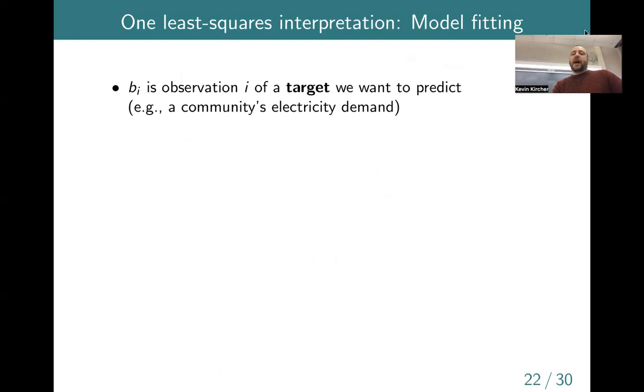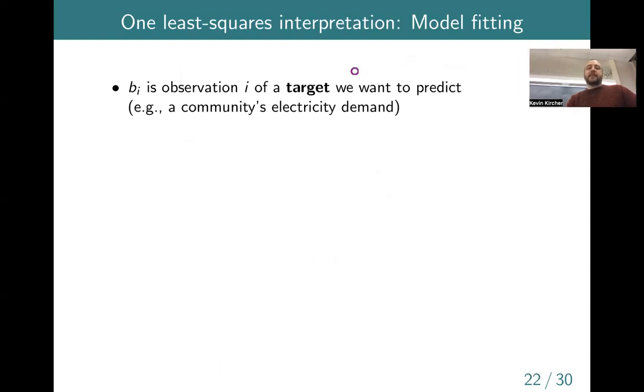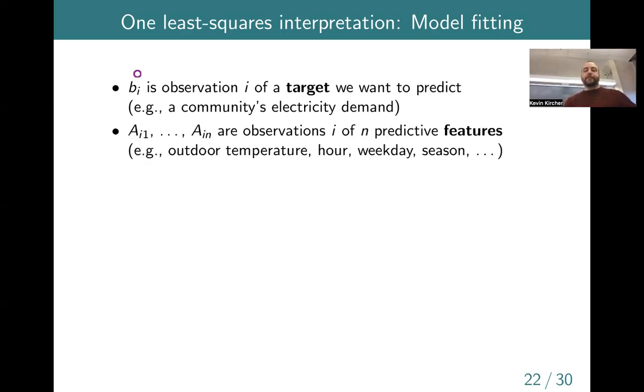Okay, so why do we care about this least squares problem? Well, it turns out it shows up just all over the place in all sorts of applied math. One example is in the machine learning world, in the model fitting world. So here, the interpretation of that B vector is we assume that each B basically is a target that we want to predict. So you could think of this as being like the electricity demand of a community that we're trying to work with, as a DER coordinator, something like that.